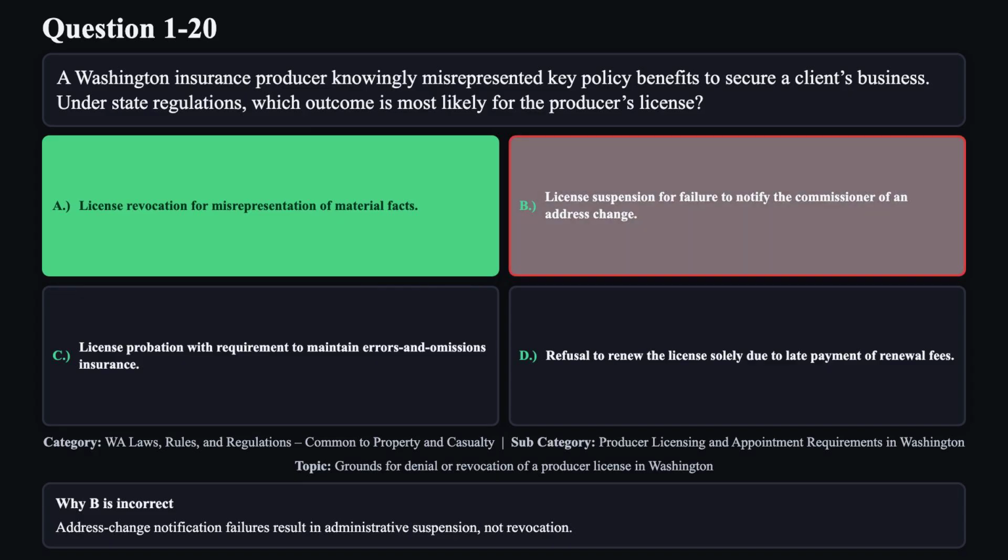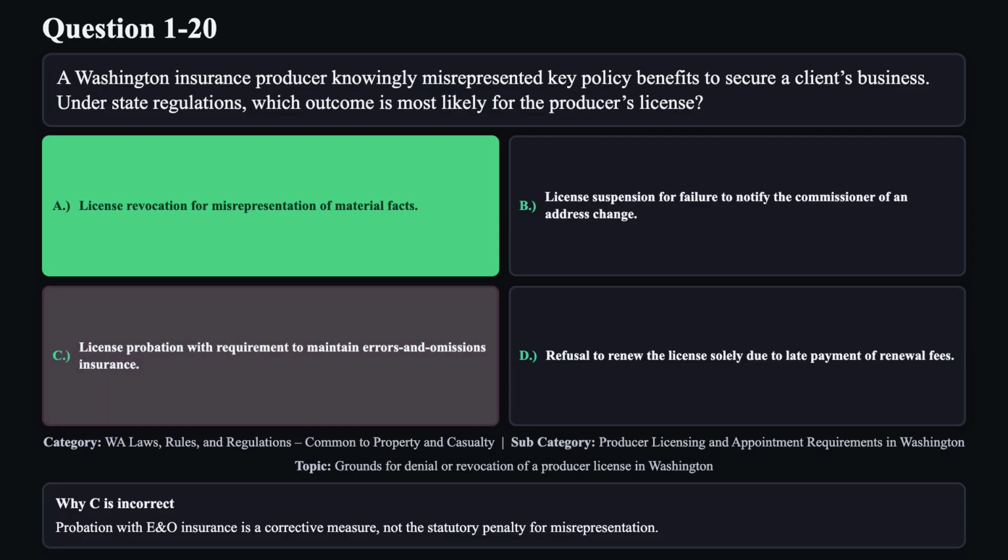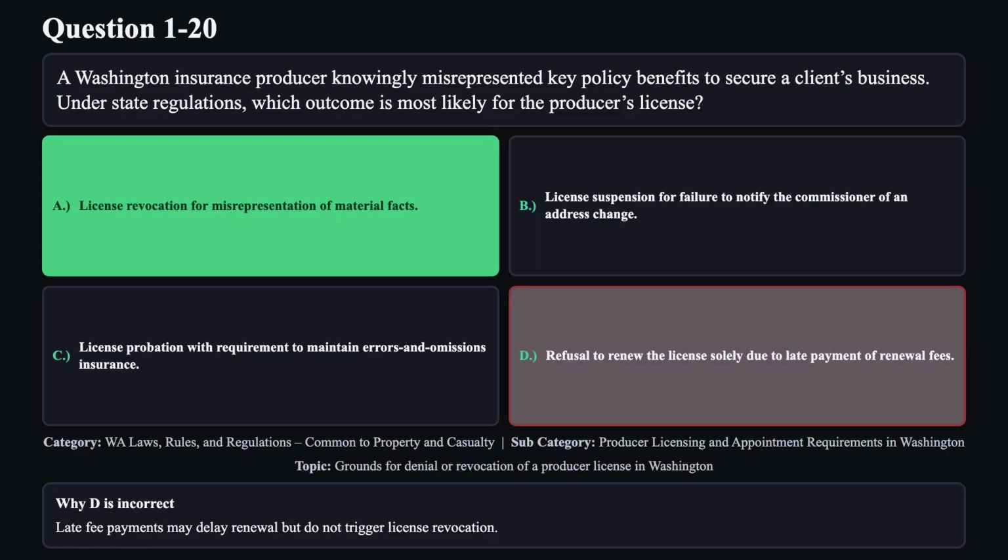Reason B is not correct. Address change notification failures result in administrative suspension, not revocation. Reason C is not correct. Probation with E and O insurance is a corrective measure, not the statutory penalty for misrepresentation. Reason D is not correct. Late fee payments may delay renewal but do not trigger license revocation.